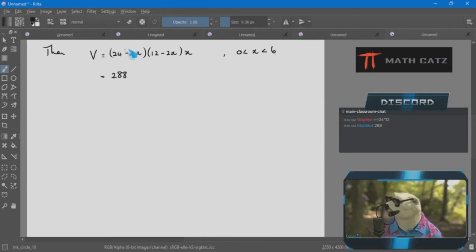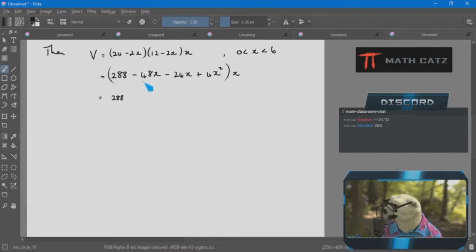Then maybe the outside ones. 24 times 2x, or negative, will be negative 48x. Then the inside ones will be negative 24x. And then the last ones will be positive 4x squared. Of course, that's all multiplied by an x. I don't want to go too fast here and maybe run the risk of some people missing a step or anything.